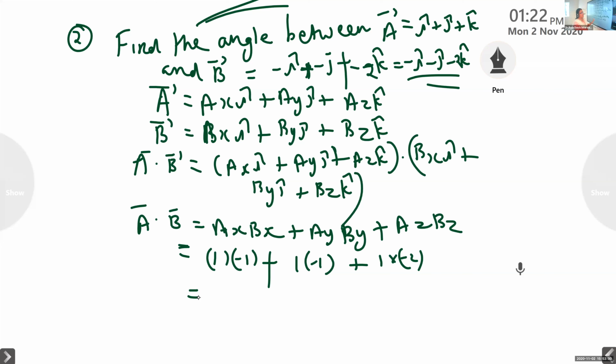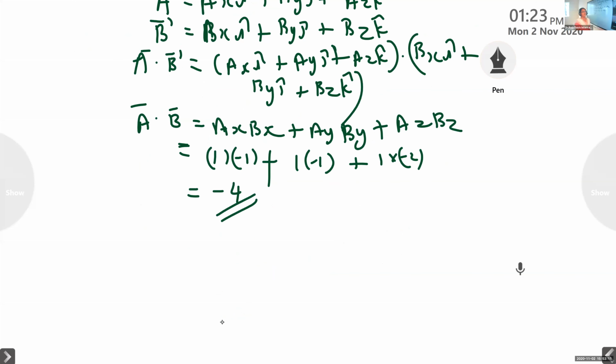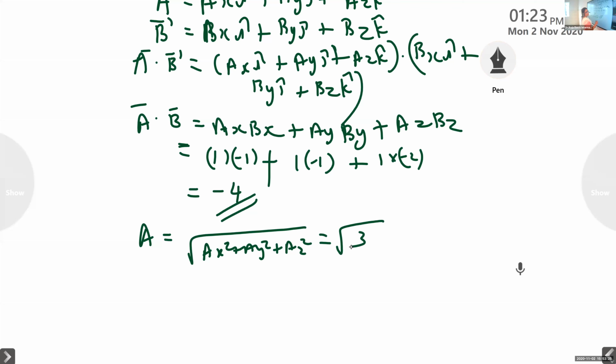Maybe 2 will be there, 3 will be there. Since in the textbook this problem is given, I am giving you. So -4. What's the next step? Find the magnitudes. Correct? So first find out what is A. Square root of AX squared plus AY squared plus AZ squared. That is already the same, I think. We will get √3.